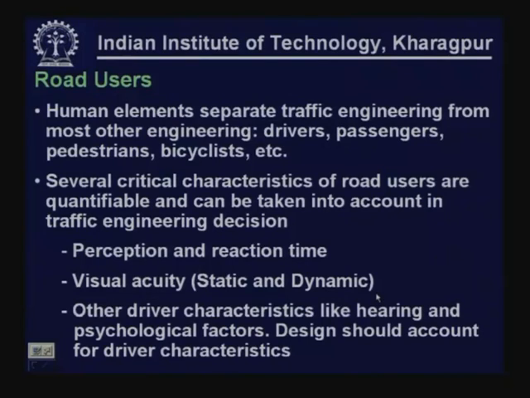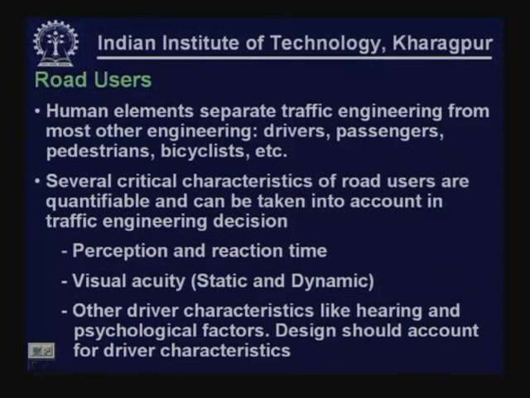Road users, you know, human elements separate traffic engineering from most of the other engineering, because human elements are involved in it, driver behavior, user behavior, and that makes it different from most of the other traditional engineering disciplines. Several critical characteristics of road users may be quantifiable. We say we have no control on road user, but we can certainly take the characteristics of road user and consider them in the roadway design process or transportation engineering design process.